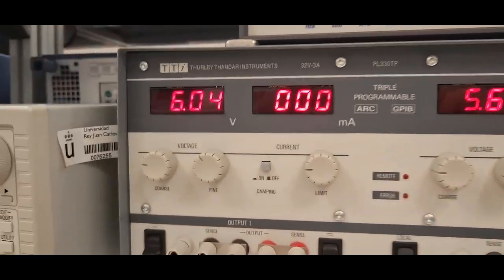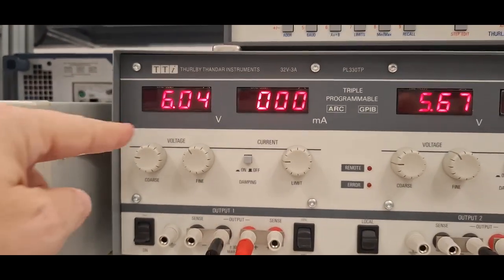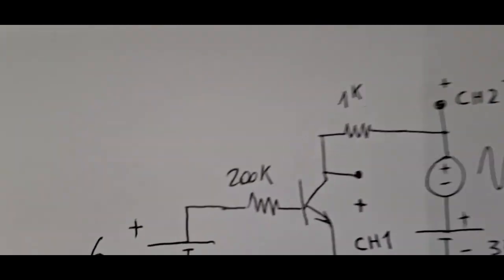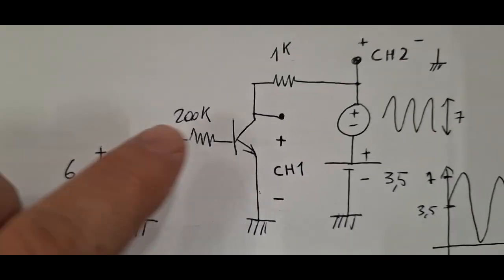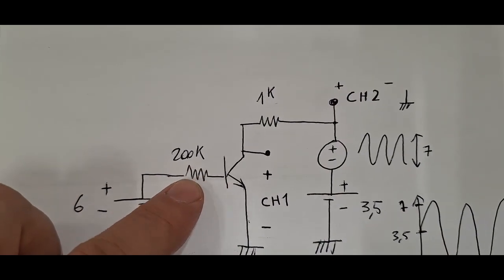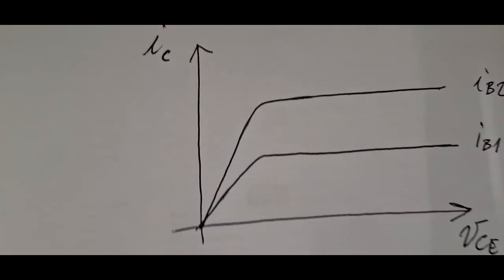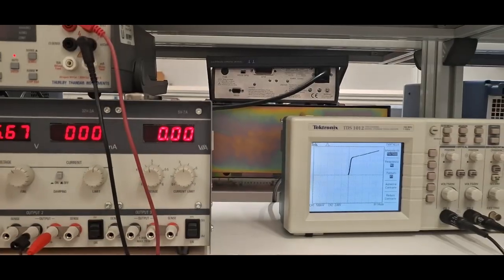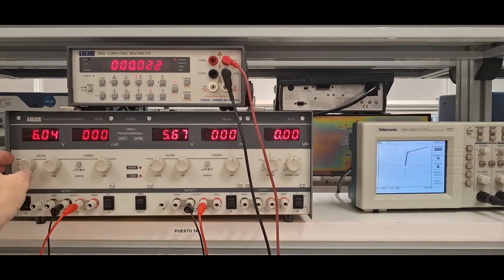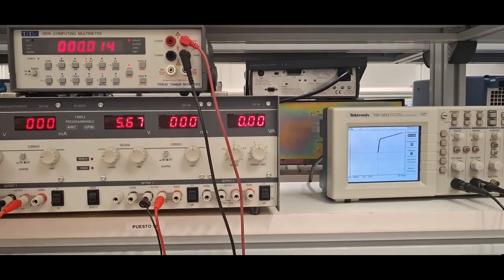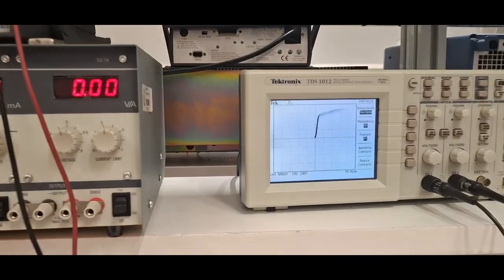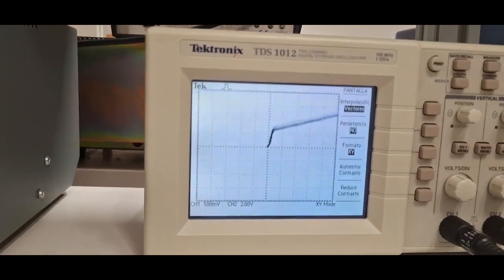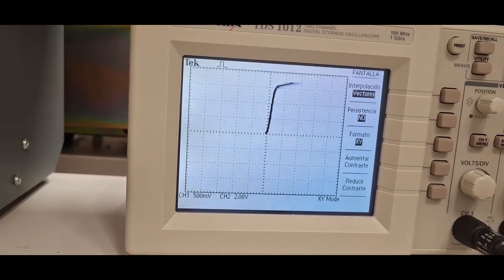And if I change the voltage on the base, so if I change this value here, I change the current on the base, and so I will change my curve like this. So let's try this, and I have here my 6 volt, and actually I'm changing my curve.